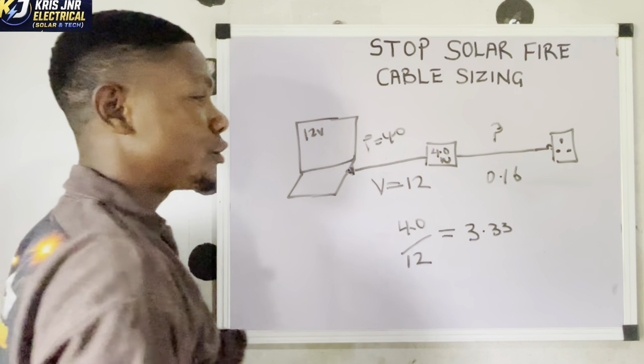So anywhere you see cable in a solar system, please always do your current calculation. Okay, so this is 3.33, then this is 1.6. You can see that two different amps of current are flowing through the different sections, both sides. This part is for one section and this is another section.